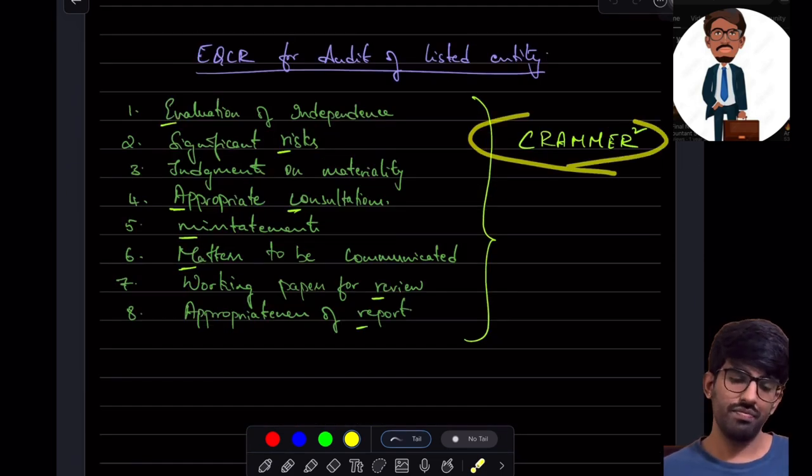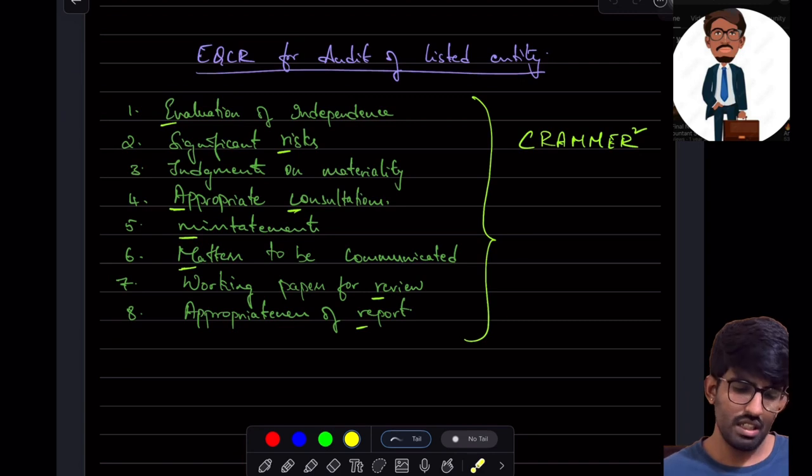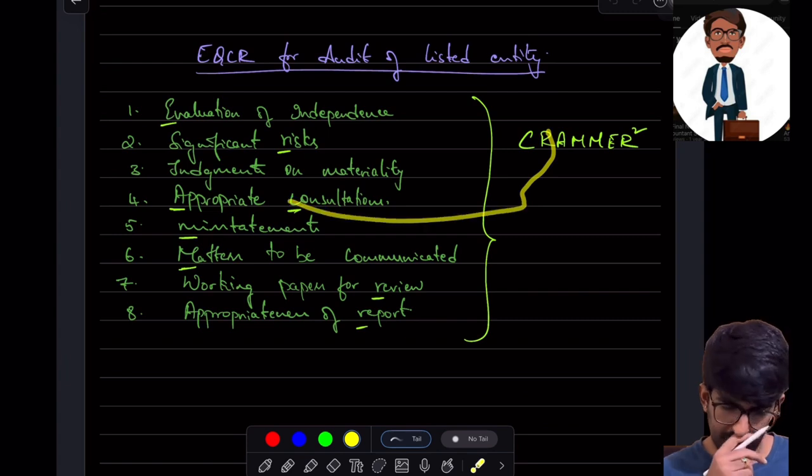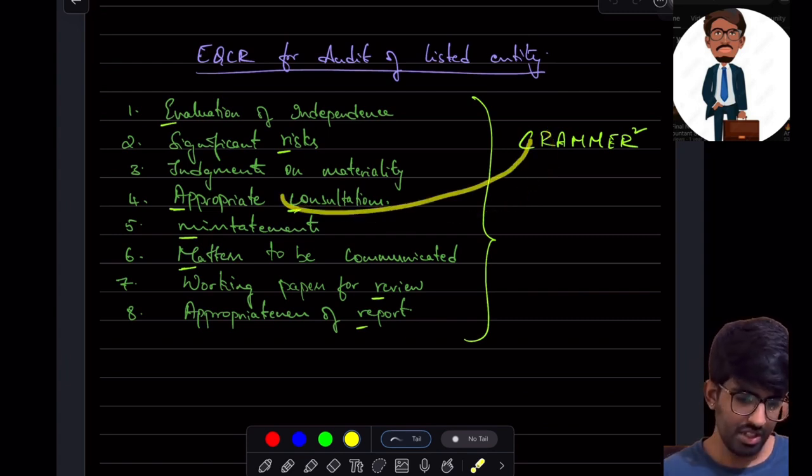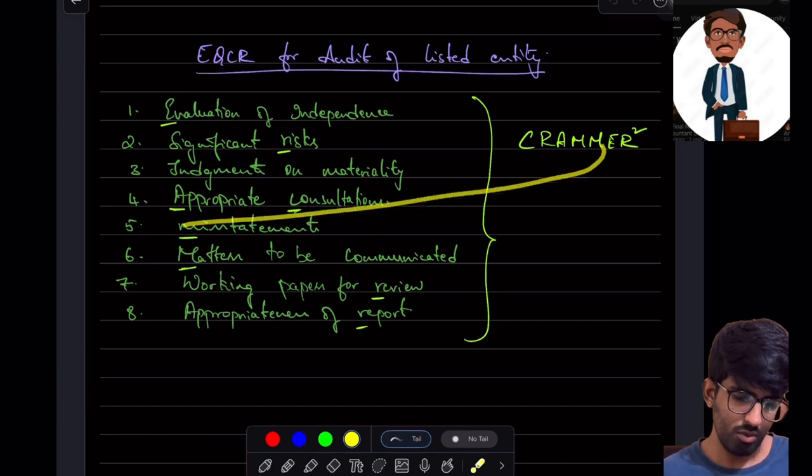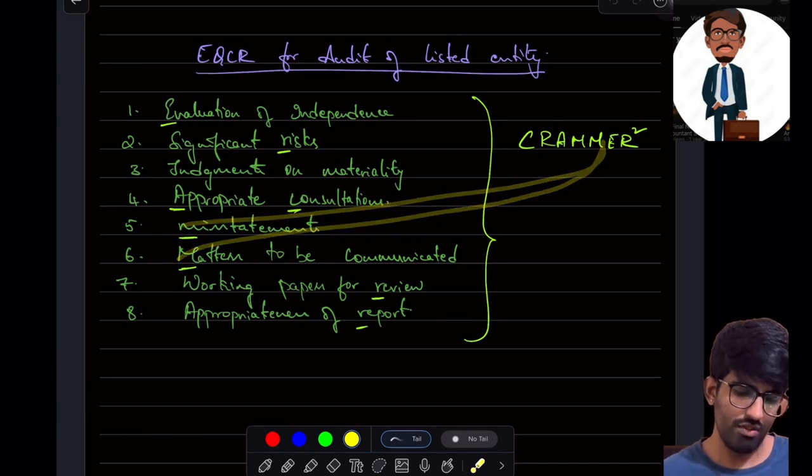The mnemonic is GRAMMER. C stands for consultation, R stands for risk, A stands for appropriateness, M stands for misstatements, and the other M stands for matters to be communicated. E stands for evaluation of independence. R stands for report. The other R stands for review.